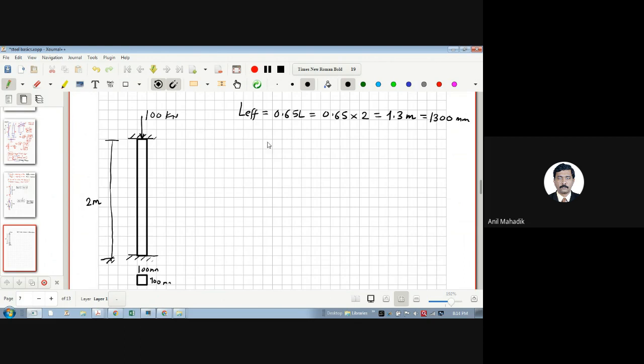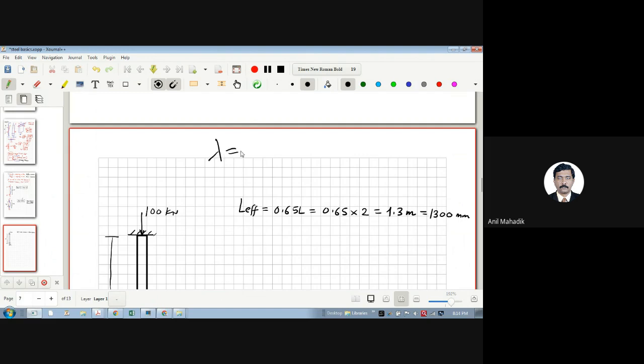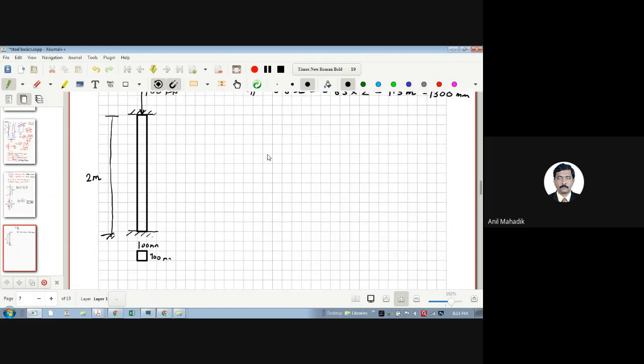Now R minimum, see why we are calculating. Finally, we are interested in slenderness ratio. So lambda is nothing but L effective upon R minimum. So how to calculate R minimum? Let's do one thing. Let me change this. Instead of square, let's take rectangular size. Let's say the dimensions are 50 mm and 100 mm. So this is your X axis and this is your Y axis.